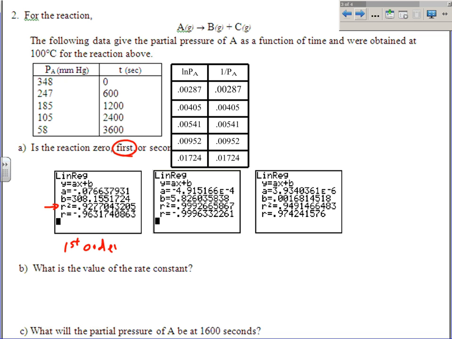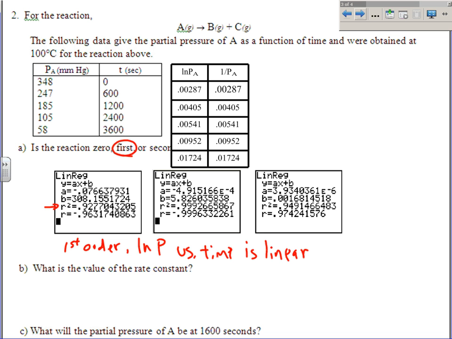But how do you justify your answer? Well, you basically just say the ln of P versus time is linear. That's all you need to say. So that's how we know that it is a first order reaction. Now, the next thing we do is calculate the rate constant, same thing we did in the previous problem.